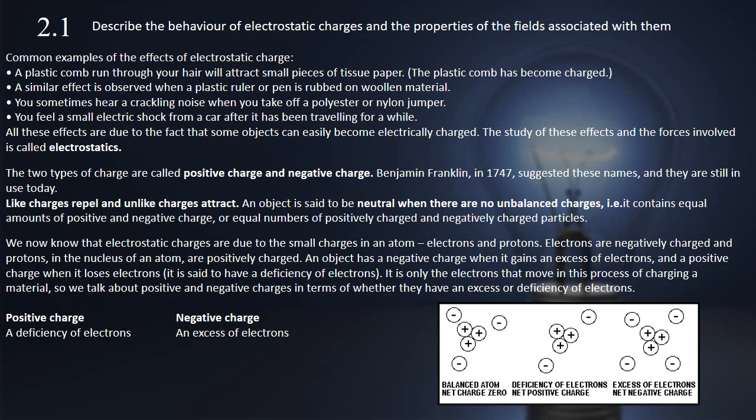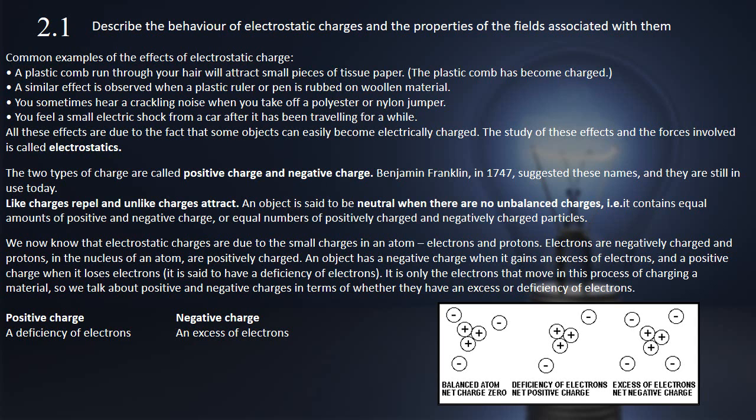So if there is a deficiency of electrons, that means there is a net positive charge, as shown in the diagram on the bottom right. If there is an excess of electrons, there is a net negative charge. Okay, so there is an excess of a negative charge.